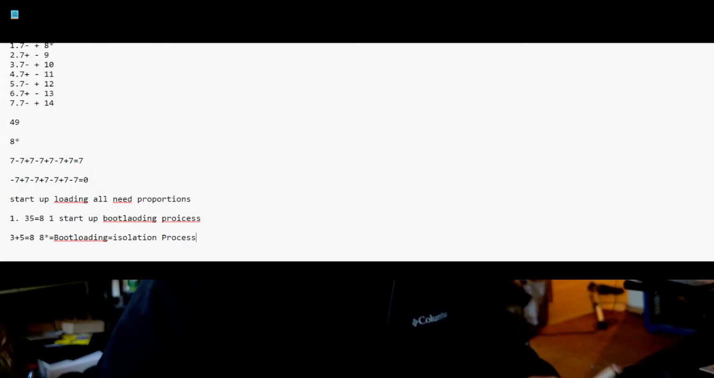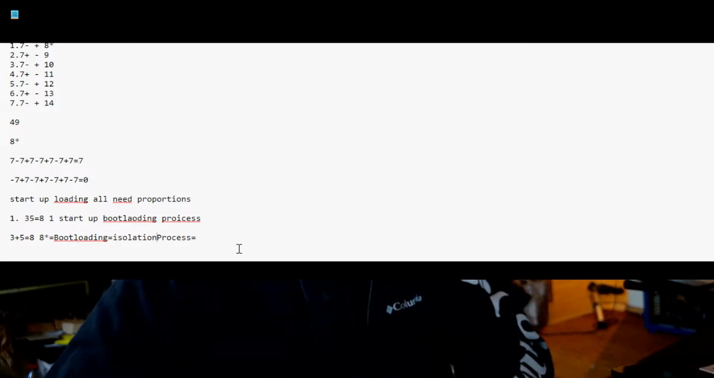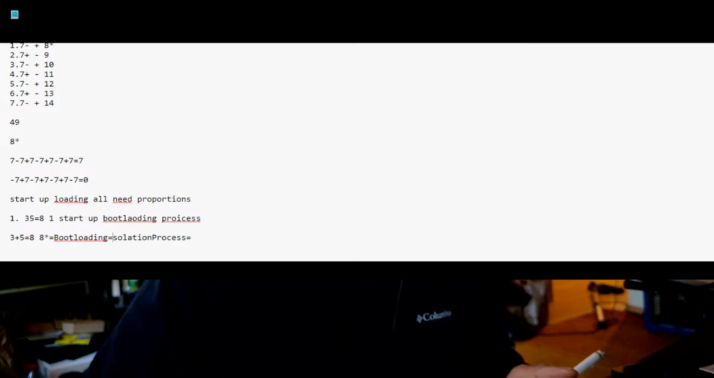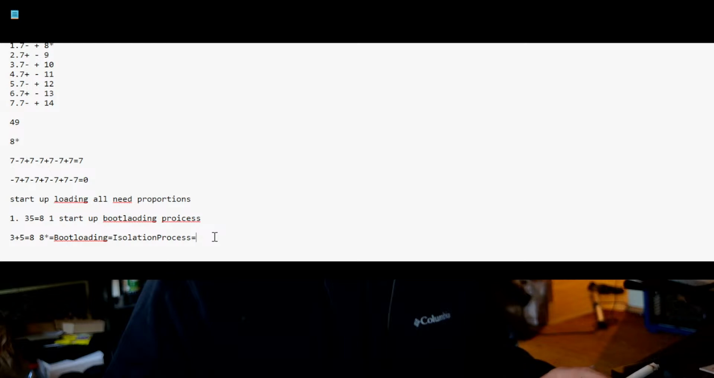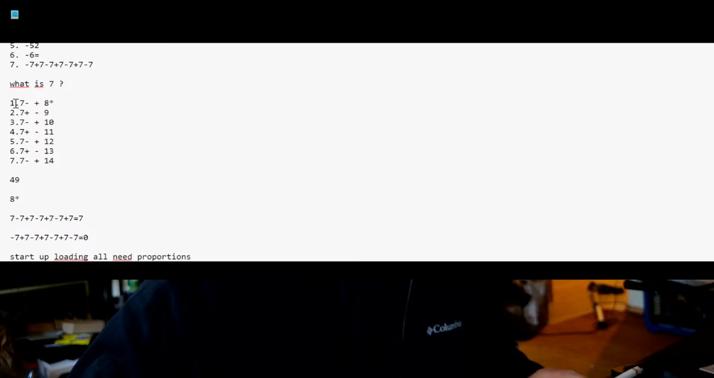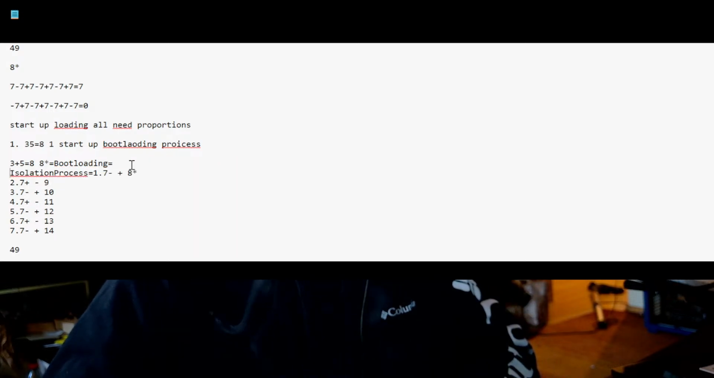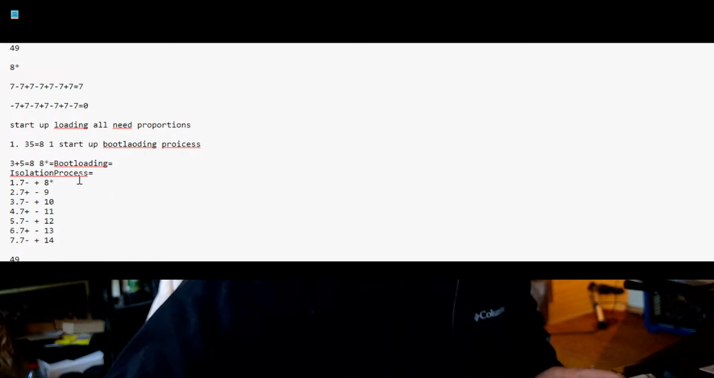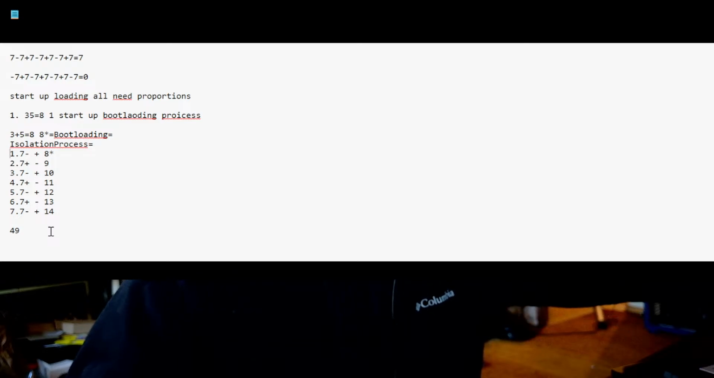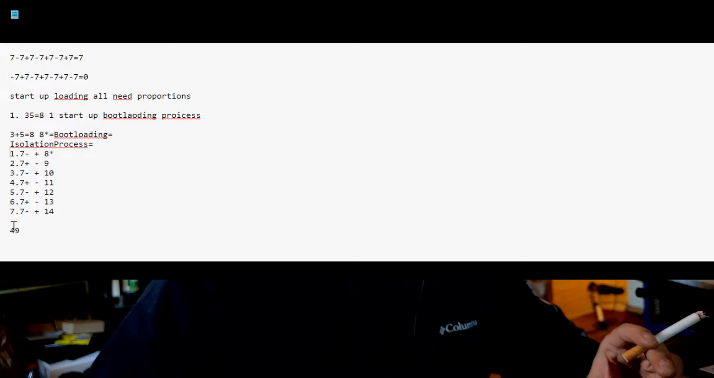Isolation process is similar to... so it is equal to all options, right? Included 49.